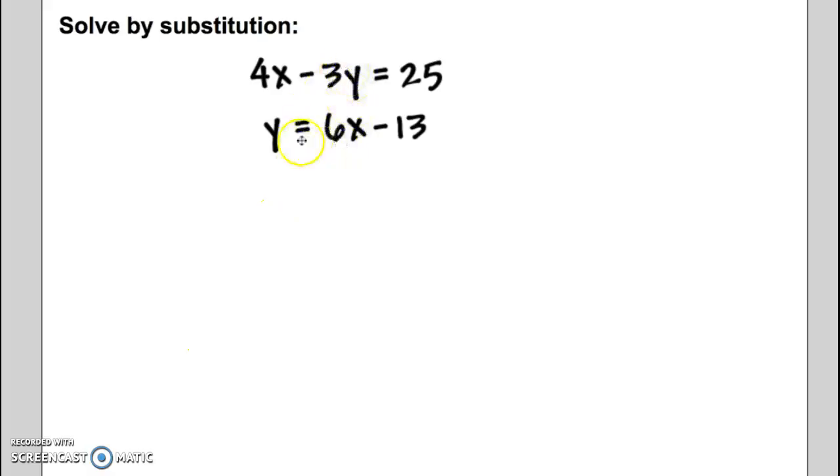All right, you take a minute to do that. So go into the first equation, and wherever you see a y, you'll put in 6x minus 13. Go ahead and stop the video and do that. And then you can come check with me to make sure your answer is correct.